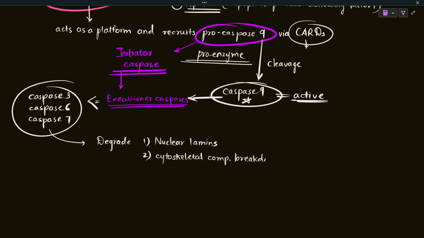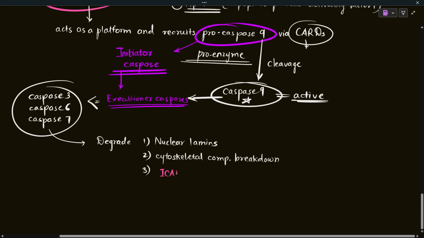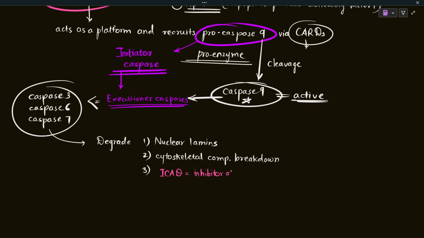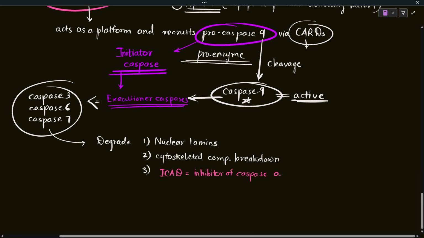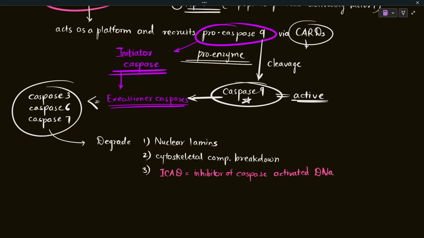Okay, so basically they are the proteases. So they are going to break down all of the proteins. They will break down the structural proteins, the regulatory proteins, and there's a very important one known as ICAD, the inhibitor of caspase activated DNase. This inhibitor of caspase activated DNase, ICAD, will also be digested by the caspases.